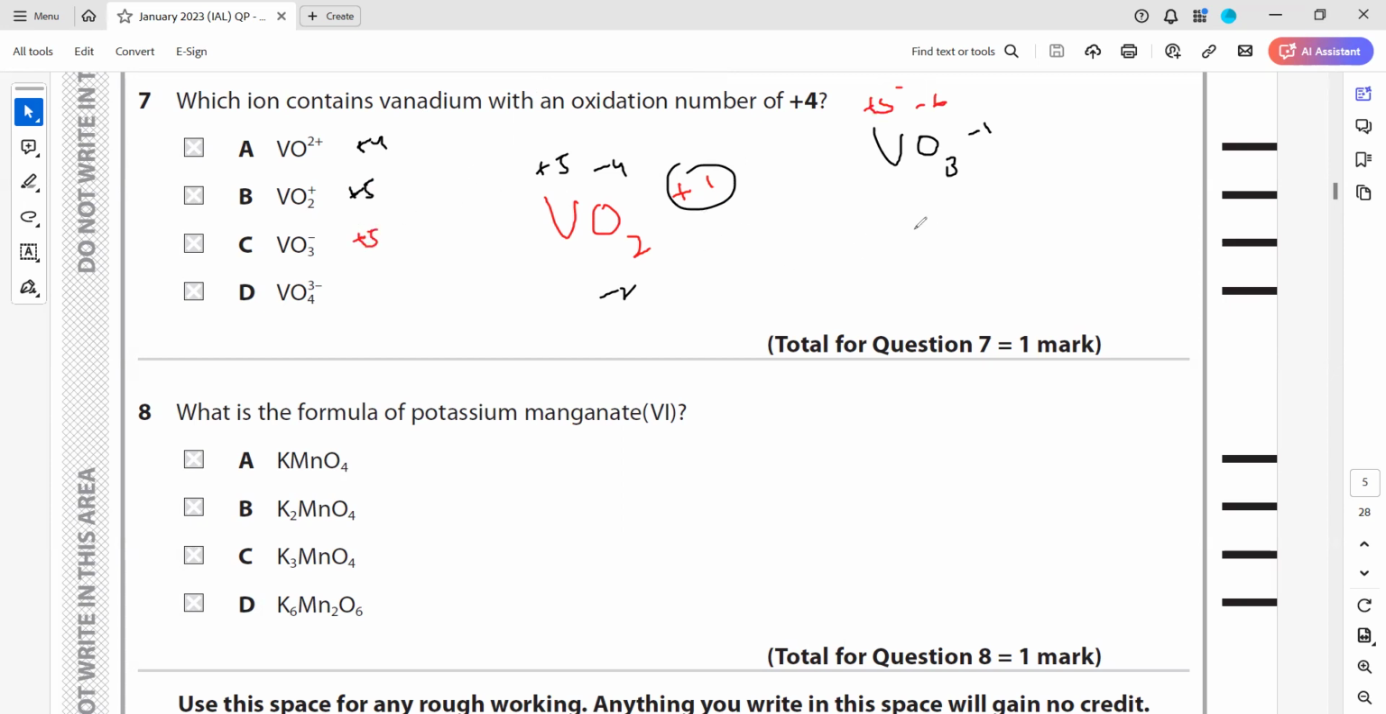And the last one, VO4 with a charge of minus 3. Each oxygen is minus 2, 4 will be minus 8. So vanadium should be plus 5. So all the rest are plus 5 only. It is plus 4 in A.